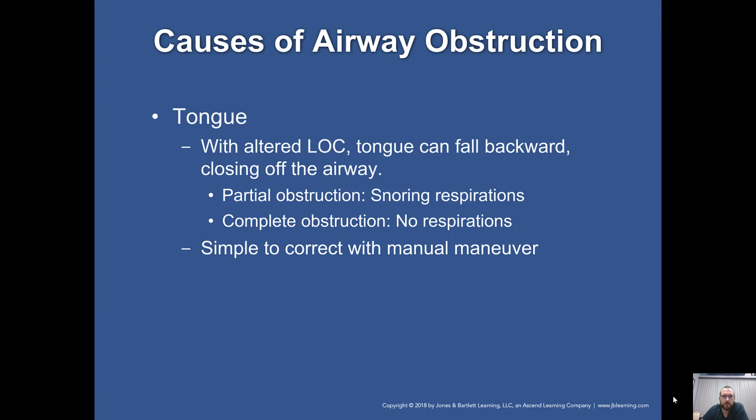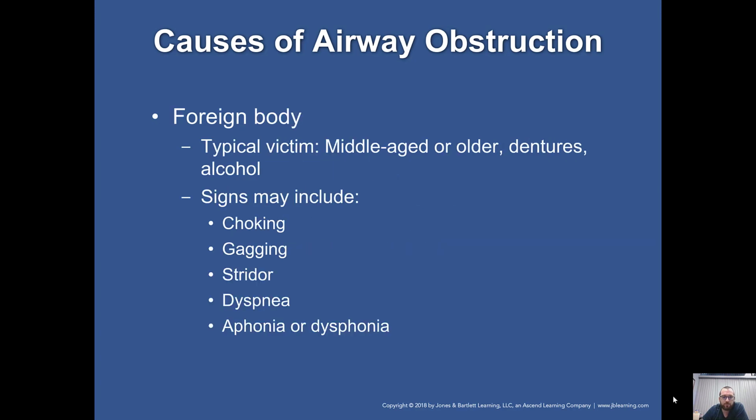Again, tongue, number one cause of airway obstruction. All right, foreign body airway obstruction, again, middle-aged, older adults potentially. Dentures can be the foreign body that's obstructing. Alcoholic patients, maybe they're out of it and choke on something. Stridor, again, is upper airway constriction or upper airway blockage, right? So it's the one breath sound that we actually say is an upper airway issue.